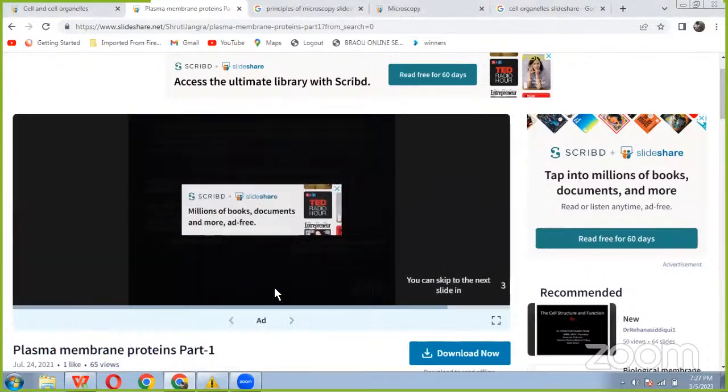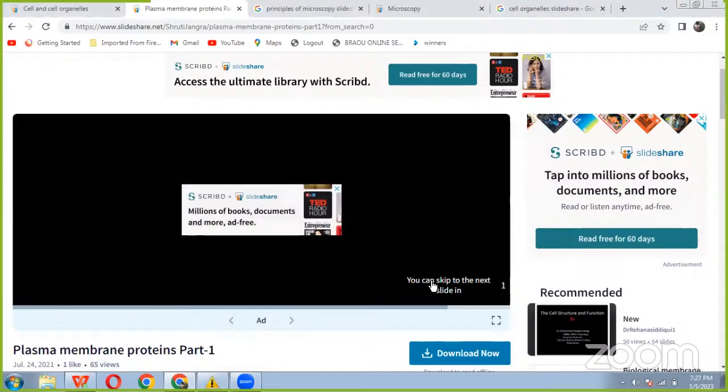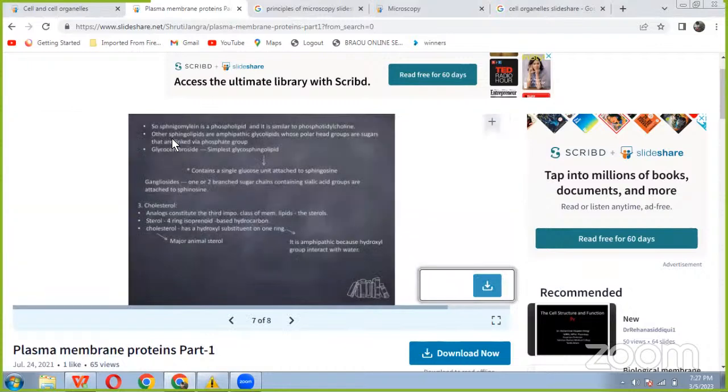The next one is glycosides, and the simplest sphingolipids contain a single glucose unit attached to the sphingosine. The next one is the gangliosides, in which one or two branched sugar chains containing sialic acid groups are attached to the sphingosine. And the third one is cholesterol. These are the sphingolipids.